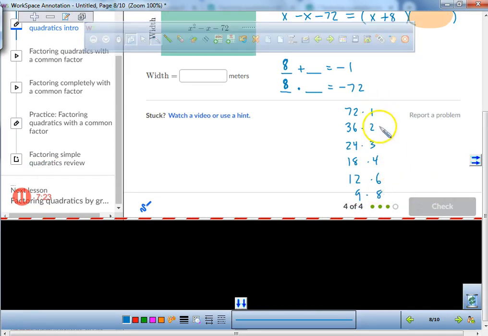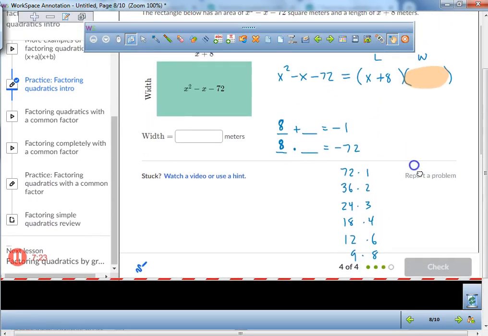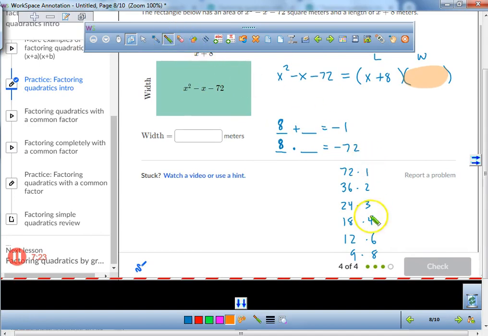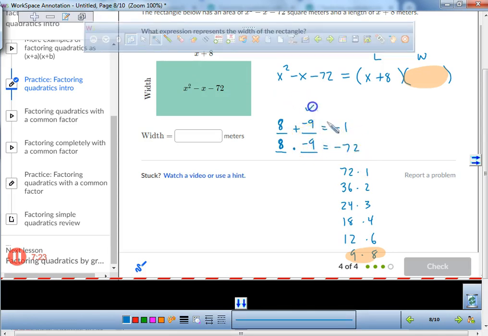Oh, I lied. So these are all the factors of 72, but only one of them could possibly get me to a -1. So what do I got to put right here? A -9. Ding, ding, ding. It works. So right here I'm going to put x minus 9, just like that. X minus 9, and I'm done.